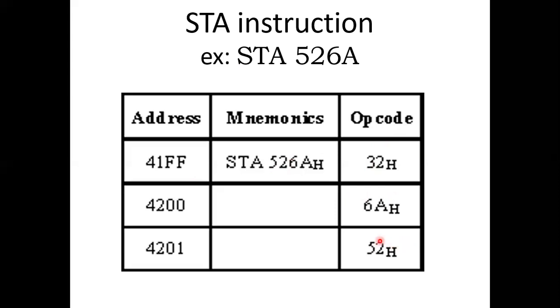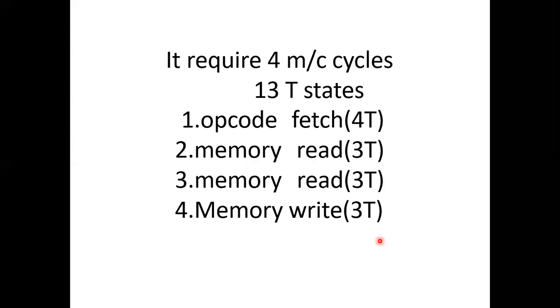Then how many read, write and opcode fetch cycles will be required? We need to know, because STA means store the accumulator value to a particular memory location. That means we need an opcode fetch to define the opcode. Then memory read, twice, because we have a 16-bit address, so we need to read two values. Then memory write: the accumulator value should be written into that particular memory. This is the concept.